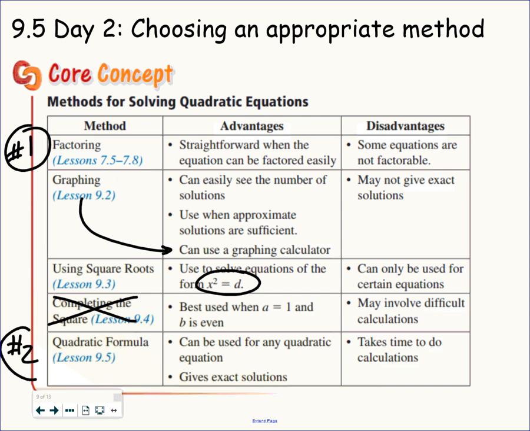And then the quadratic formula. This is literally the number two method. So if I can't factor something and I don't have just an x squared, then I'm going to go to the quadratic formula.